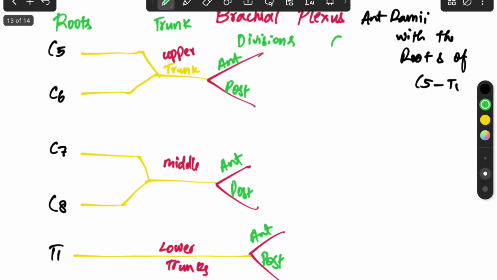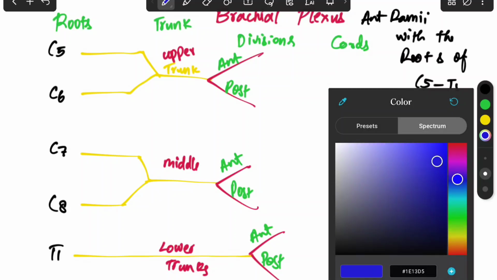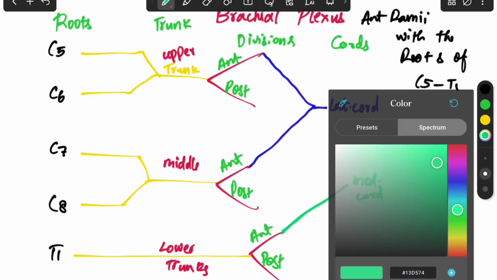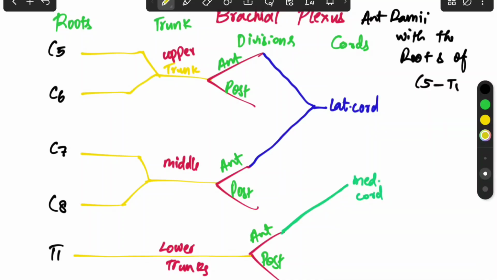To remember this, there is a trick. The anterior division of the upper trunk and the anterior division of the middle trunk combine to form the lateral cord. The anterior division of the lower trunk forms the medial cord. And all the posterior divisions of the upper trunk, middle trunk, and lower trunk join to form the posterior cord.